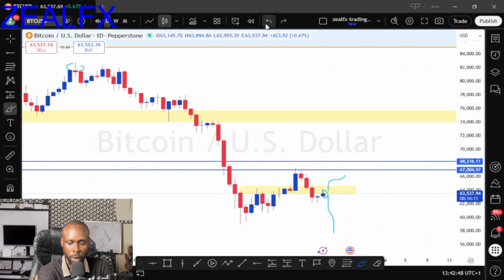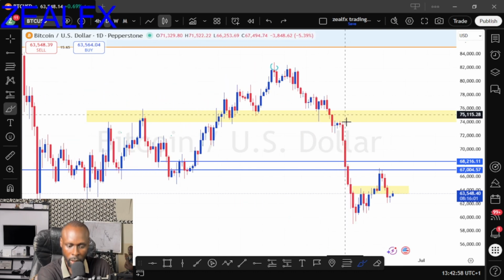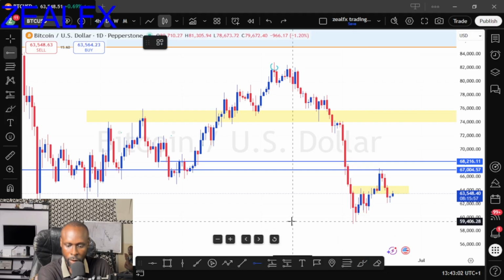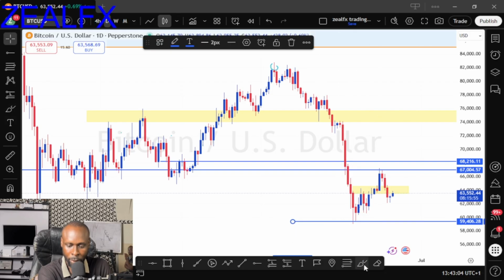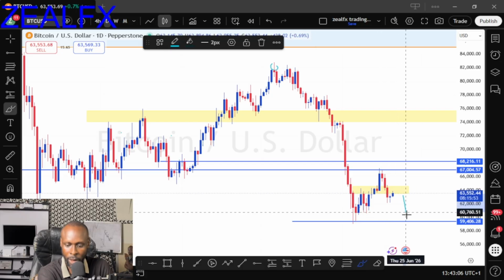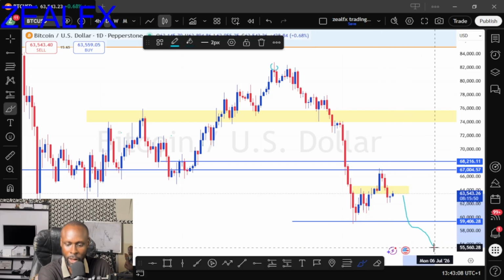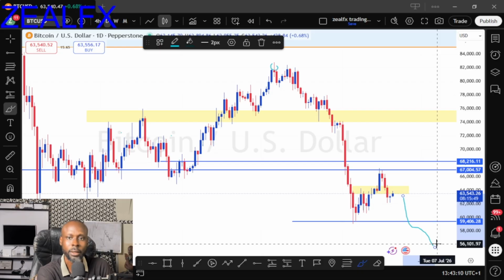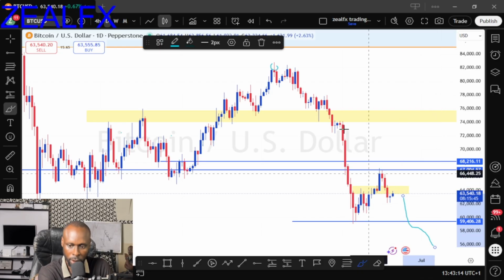So do well to stick to this plan and expect your result. We expect more of the sell from the BTC this week. We expect price to sell to this next support level, and if price can break this support level, this might trigger more sell for BTC to the downside. So look out for more of the selling opportunity from the BTC this week.